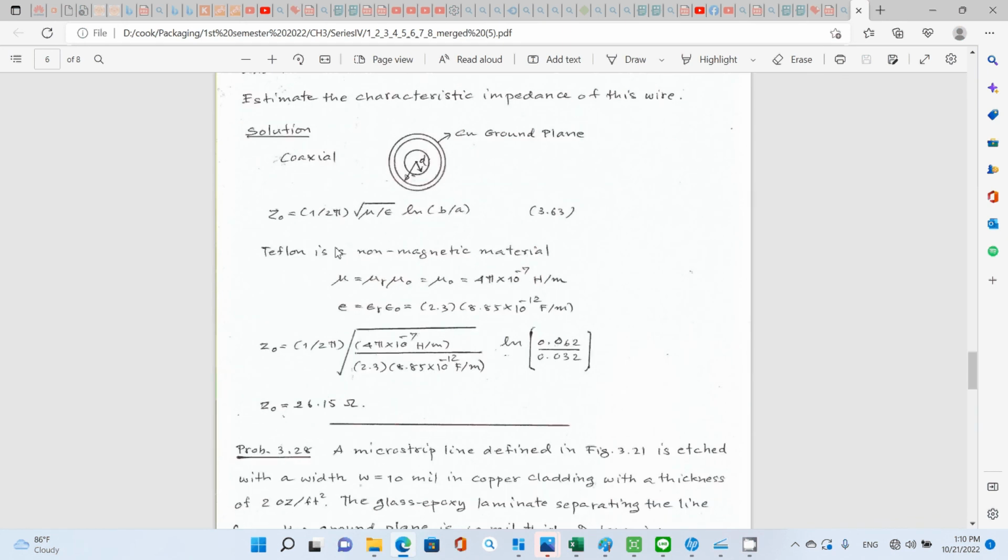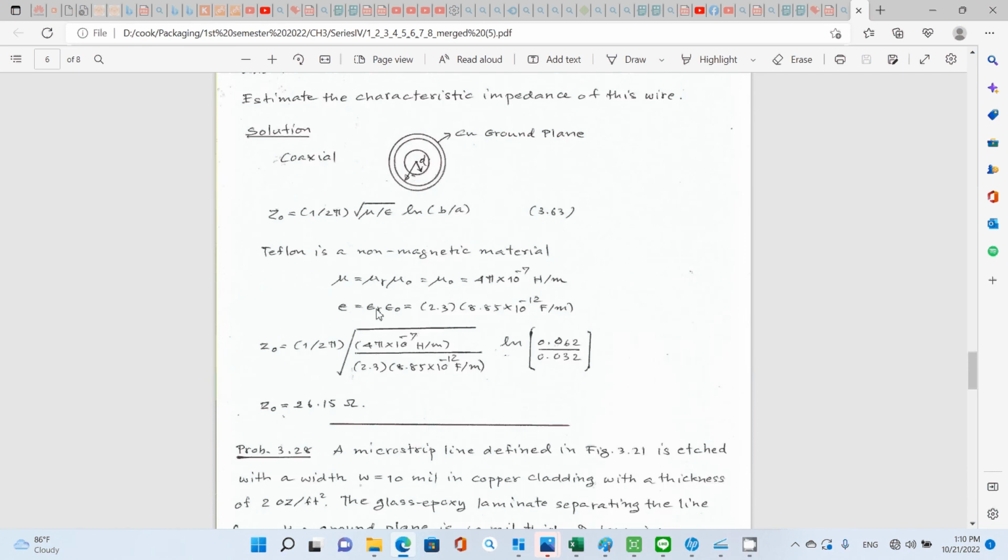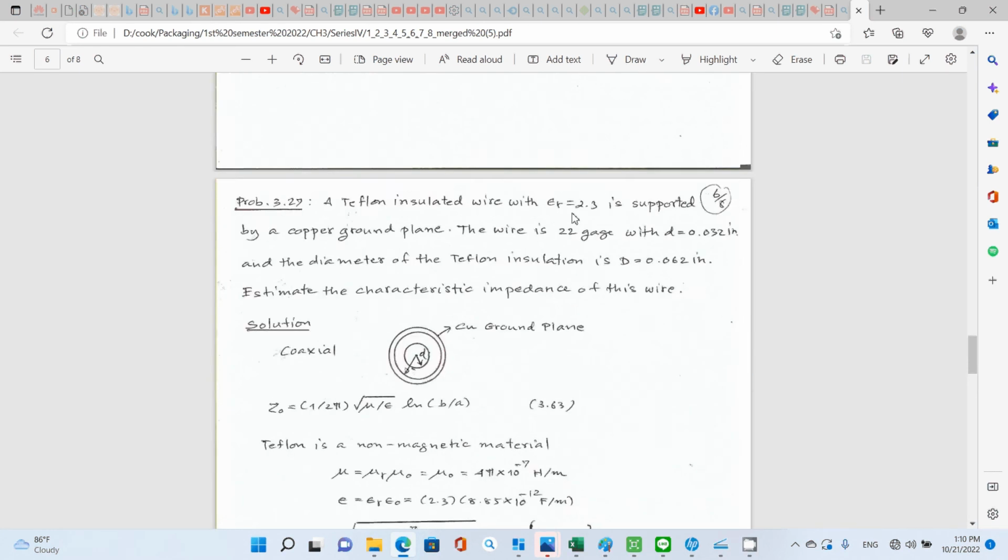Since the Teflon is a non-magnetic material, for permeability, mu equal to mu r, relative permeability, times mu 0, mu r equal to 1, and mu 0 equal to 4 pi times 10 to the negative 7 henry per meter. And epsilon equal to epsilon r times epsilon 0, epsilon r is given, that's the 2.3.